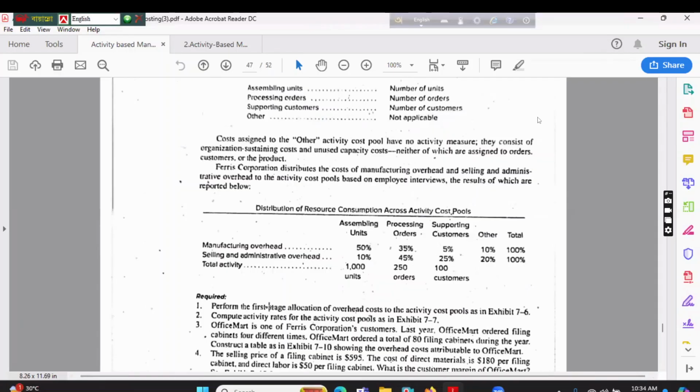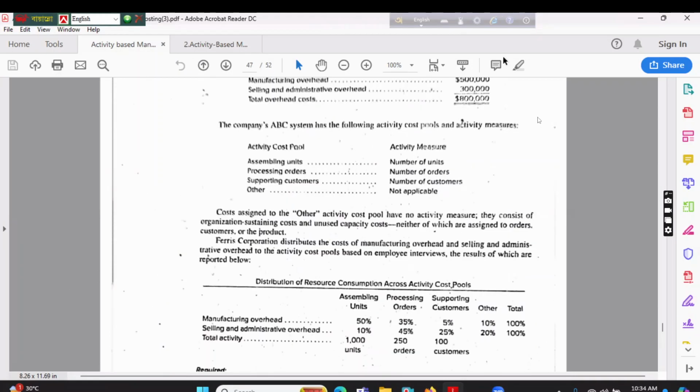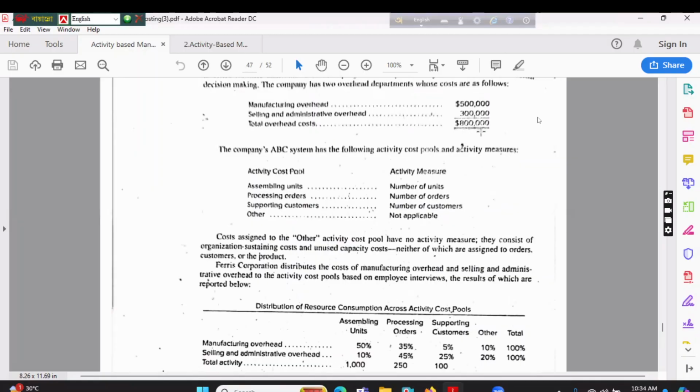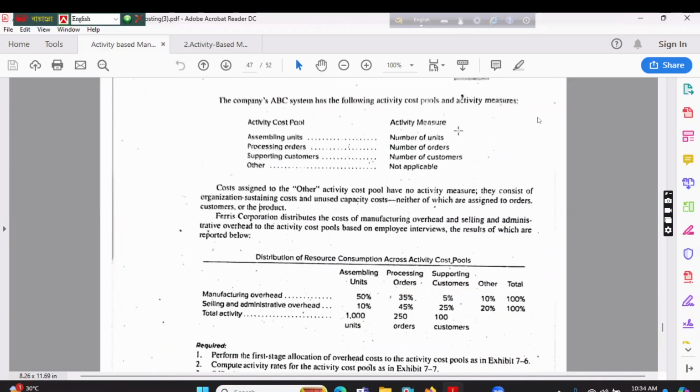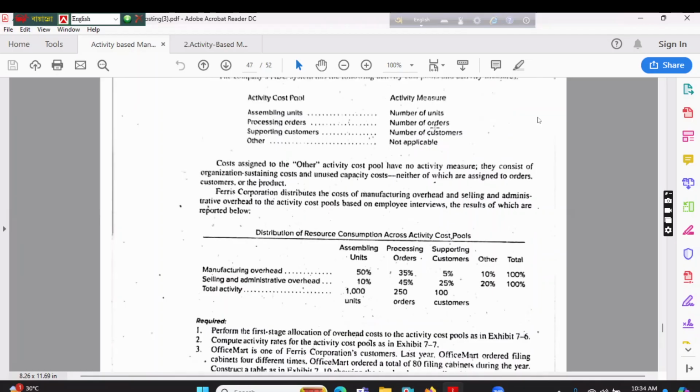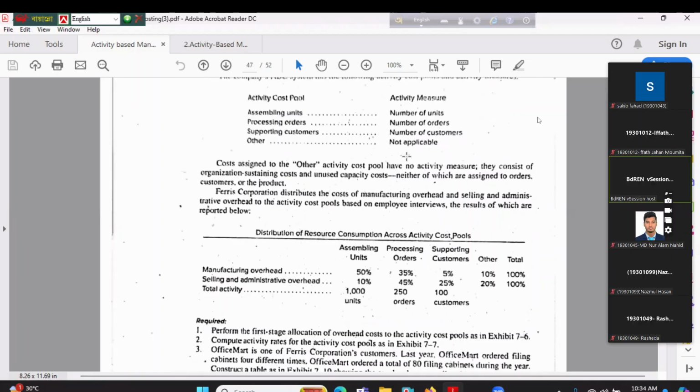Perform the first stage allocation. There are two stage allocations, first stage allocation and second stage allocation. First stage allocation means at first we allocate these costs, that means 500,000 and 300,000, among activities. This is the first stage allocation based on this percentage.